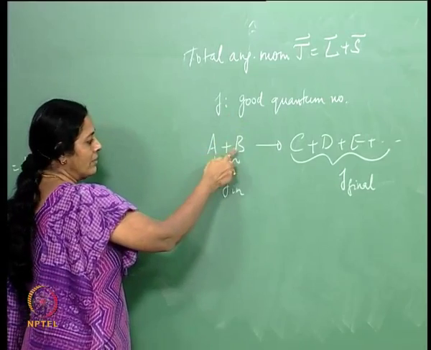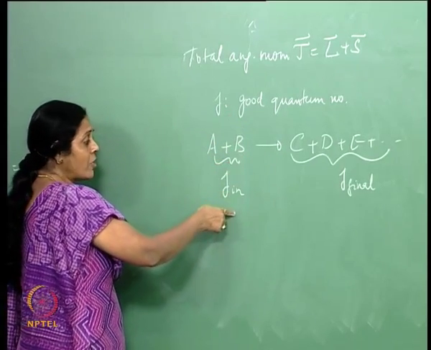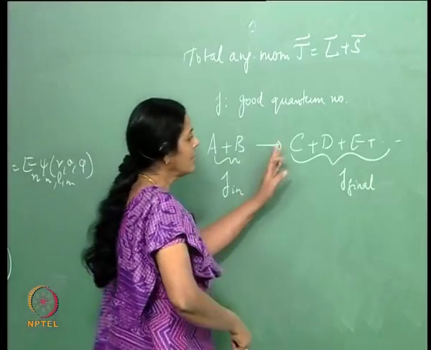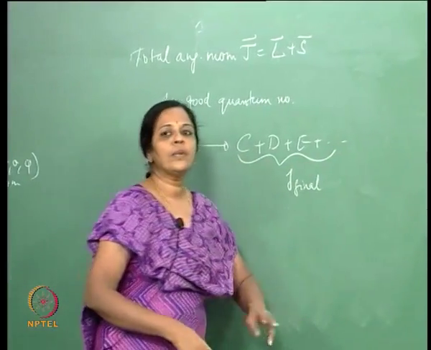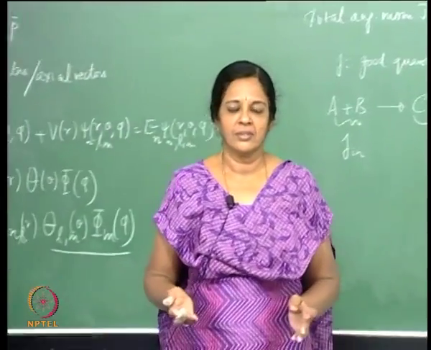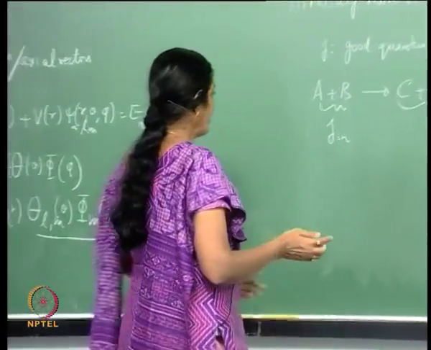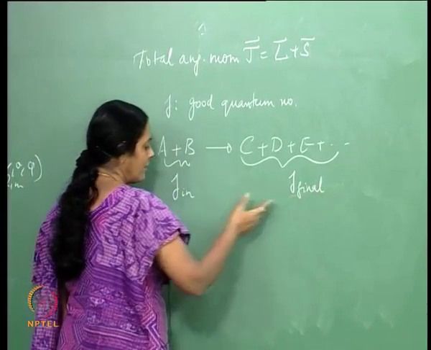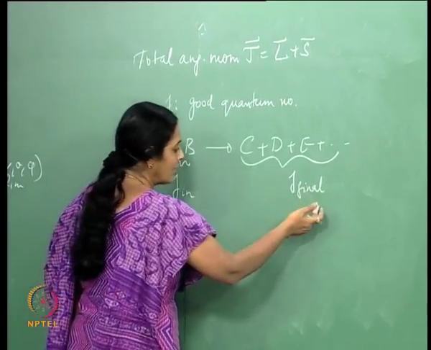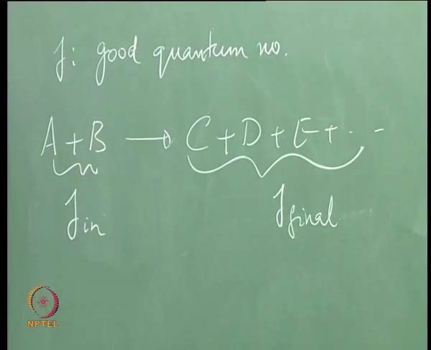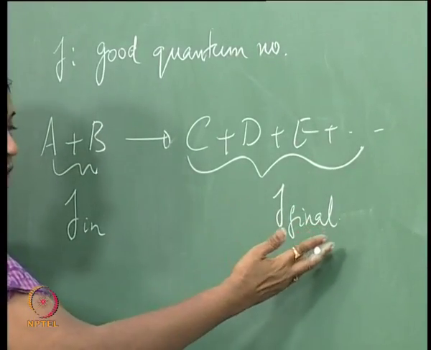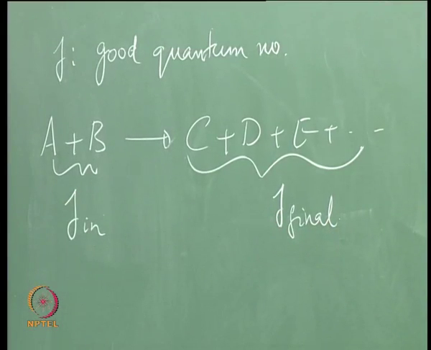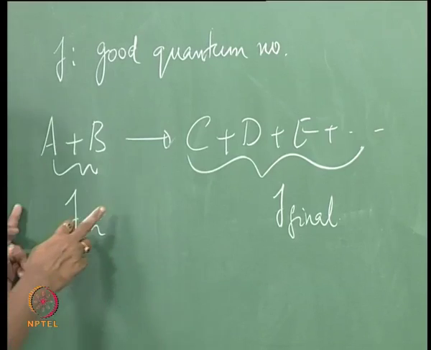So, if L were 1 and S were 1/2, there are 2 possible values of J, which is 3/2 and 1/2. The final J should be 3/2 or 1/2, or perhaps both. But if the initial value for J is 1/2, the final value should be 1/2. If the initial value is 3/2, the final value should be 3/2. If J final is not 3/2 or 1/2, in this example, the process cannot go through. So, total angular momentum must be conserved.